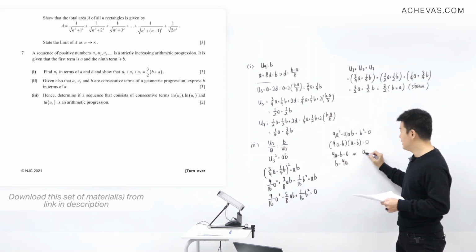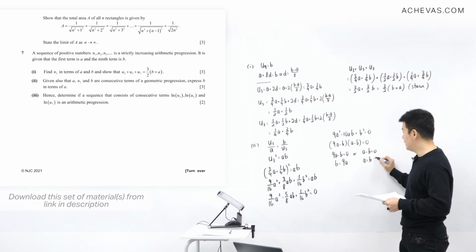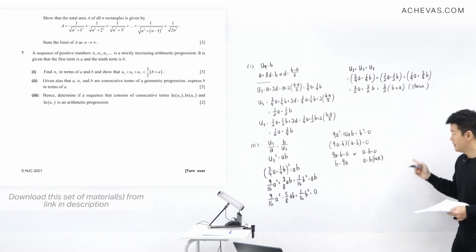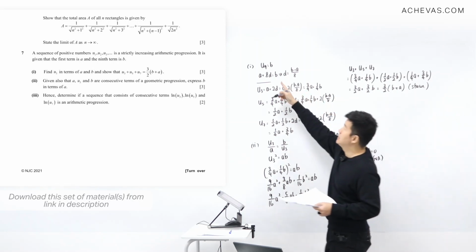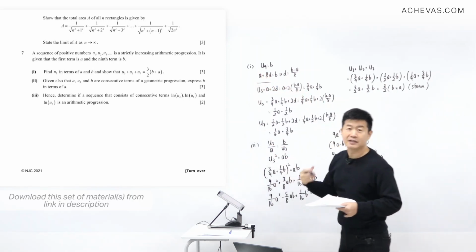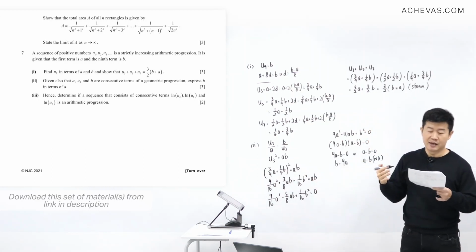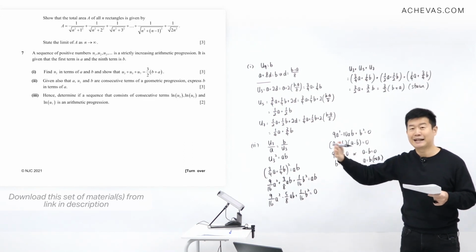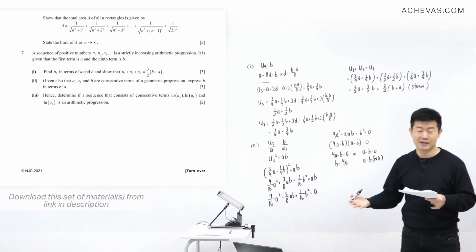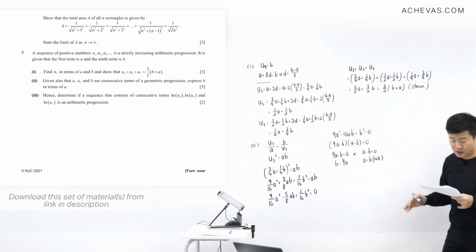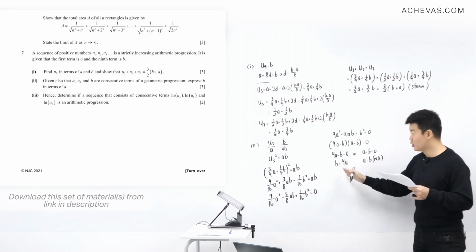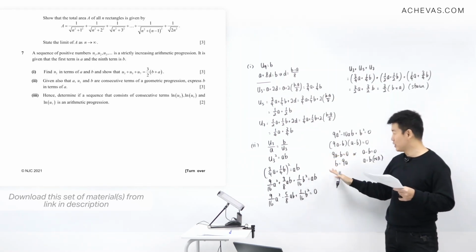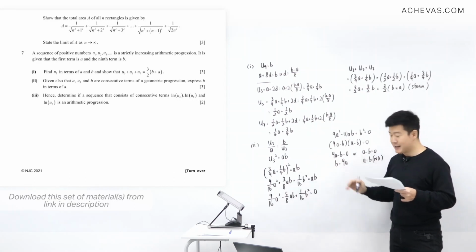Or another possibility is a minus b is equal to 0. This tells me that a is equal to b, and this is not possible. Why is this not possible? This is not possible because b is actually the 9th term and a is the first term, and according to what the question says, this is an increasing arithmetic progression. We're expecting the 9th term to be bigger than the first term, so they cannot be equal. So my answer is going to be this. I guess this is enough for me to work on the question. b is equal to 9a.